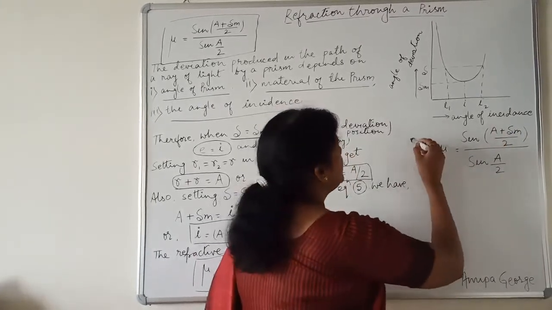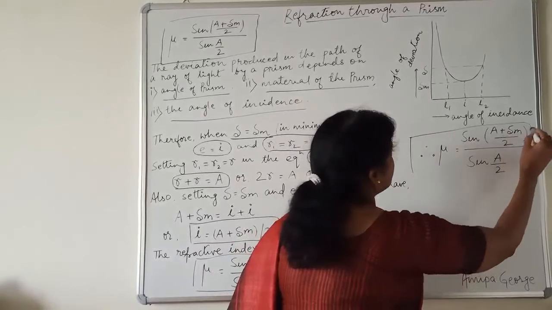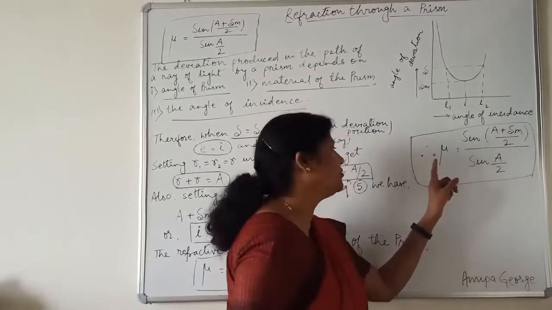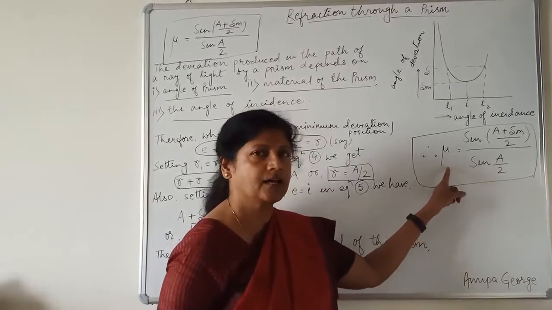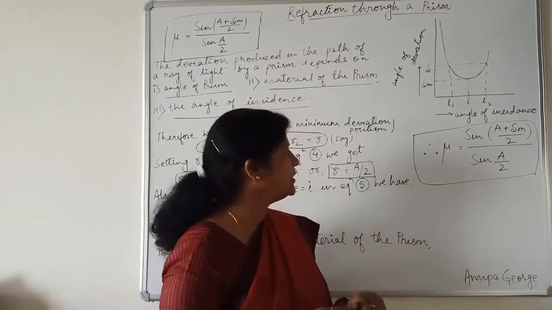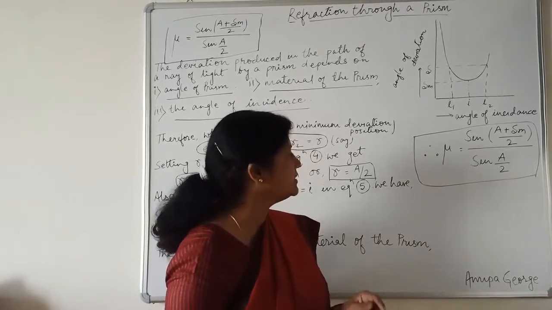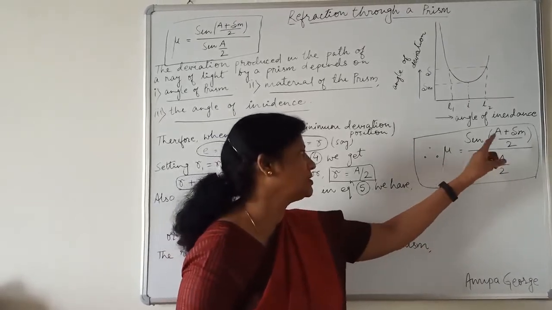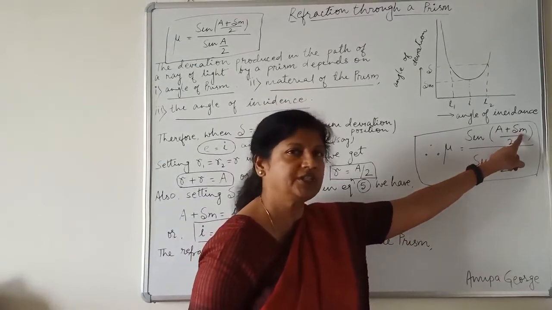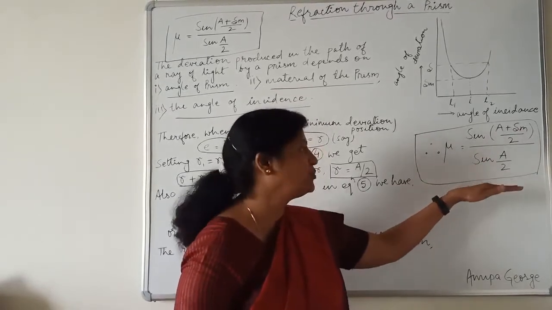Now we have proved the relation, we have derived the relation for the refractive index. The refractive index is related with the angle of prism and the minimum deviation. Now we have proved this.